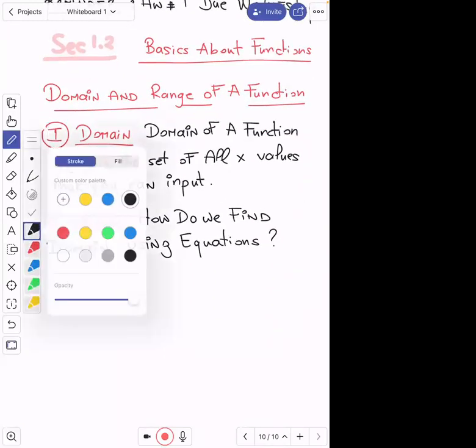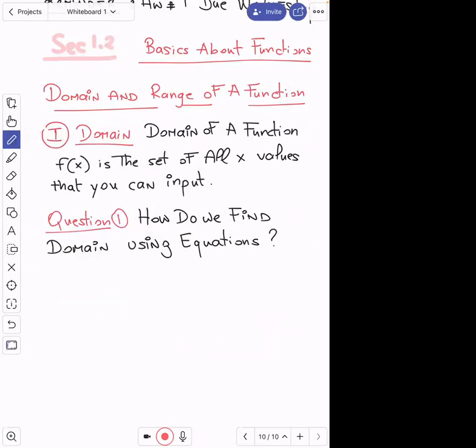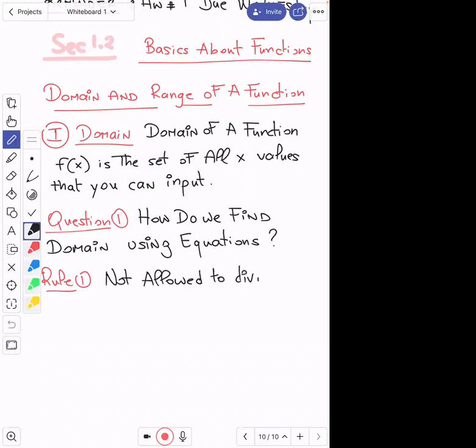We said two weeks ago that we have two rules that we need to check whenever you want to find the domain, right? So we had a first rule: we are not allowed to divide by 0, right? Rule 1. So we are not allowed, of course, to divide by 0.